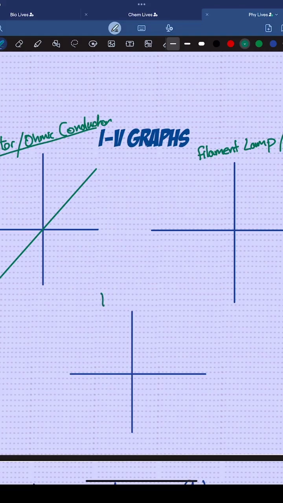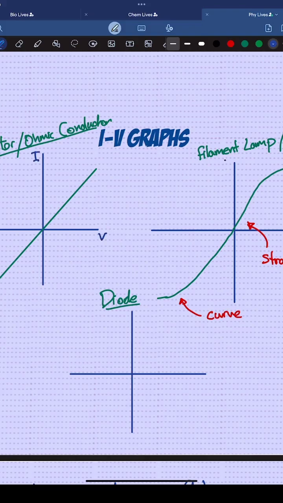And then the last one's a diode. It is a curve. It's like a S-shaped curve, this one. So it does go through the origin and it's pretty straight in the middle part. So that part is pretty straight, but then it curves off on the edges. So as you increase the potential difference, it increases as well. So these are IV graphs. So that means we've got I on the y-axis and V on the x-axis.